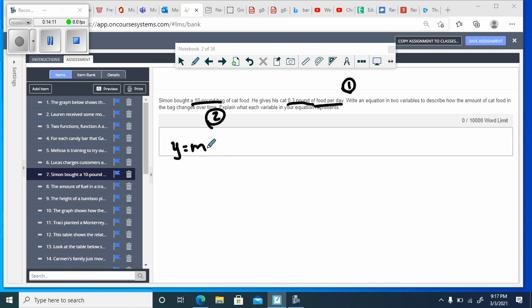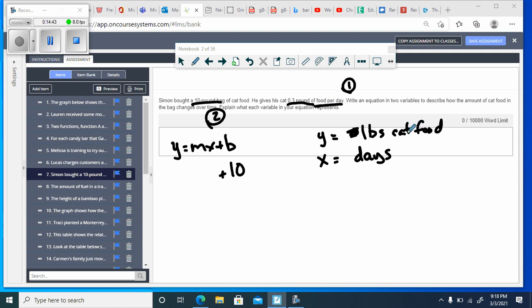We start with y is equal to mx plus b. Now, we can call it that, or you can call it something else. If we call it that, we can say y is equal to what? We're starting with a 10-pound bag of cat food, right? So y is going to be the pounds of cat food. What is our x? X is going to be days. So that's your y, that's your x.